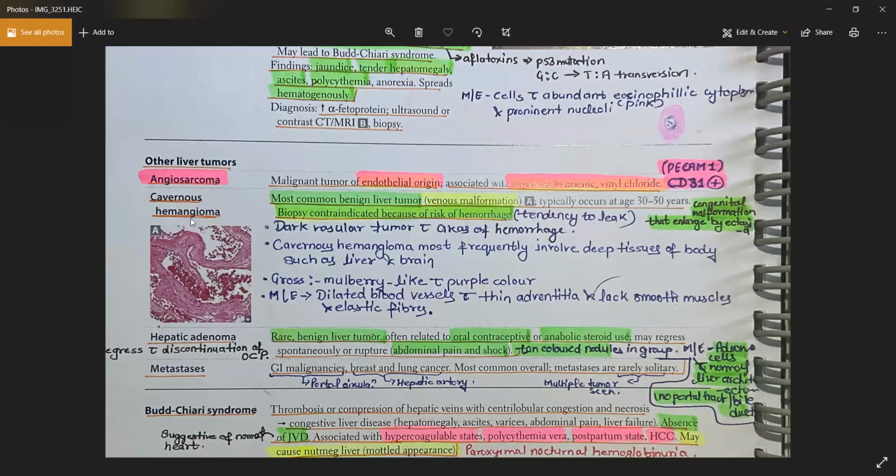Second thing is the cavernous hemangioma, which is the most common benign tumor of the liver. It is like a venous malformation, right? The biopsy of the tumor is contraindicated because whenever you do the biopsy, you are doing the biopsy of a blood vessel.